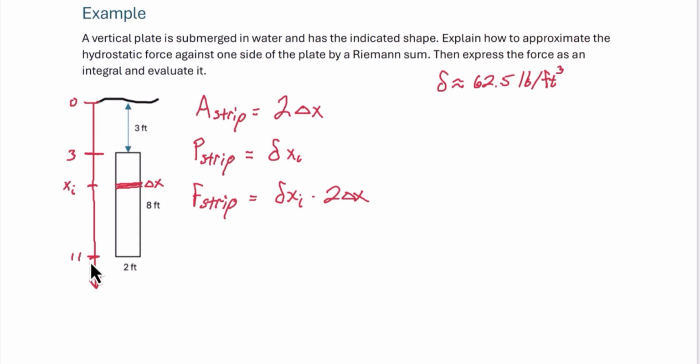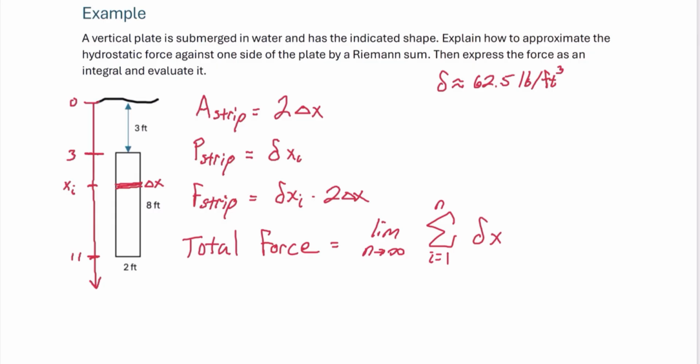We want to find the total force. The limit as n goes to infinity of the sum from i equals 1 to n of delta x sub i times 2 delta x. And now using our integral notation, the force will be the integral from, we're starting at 3 and going to 11, delta x times 2 dx.